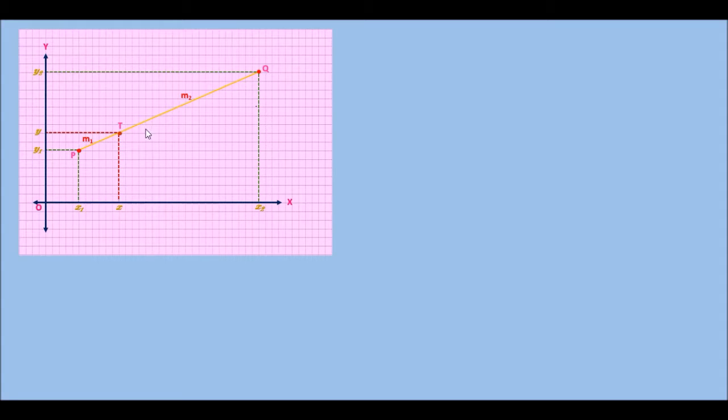This section formula is valid for points which divide a given line segment internally. We will be doing the section formula of points which divide a line segment externally in some other session. But for this session we will be taking up only internal division of line segments.